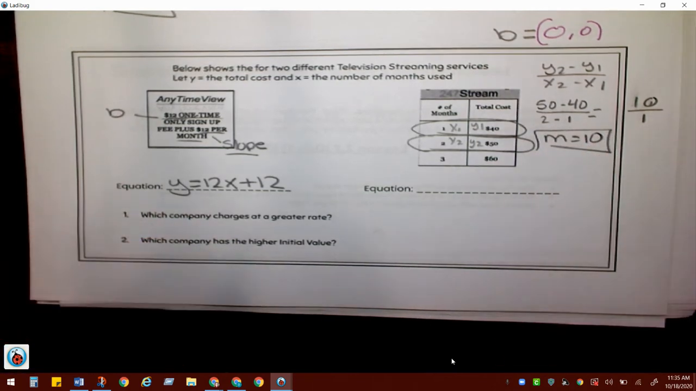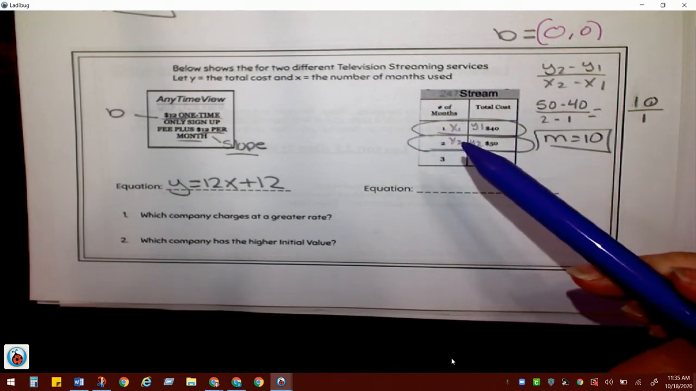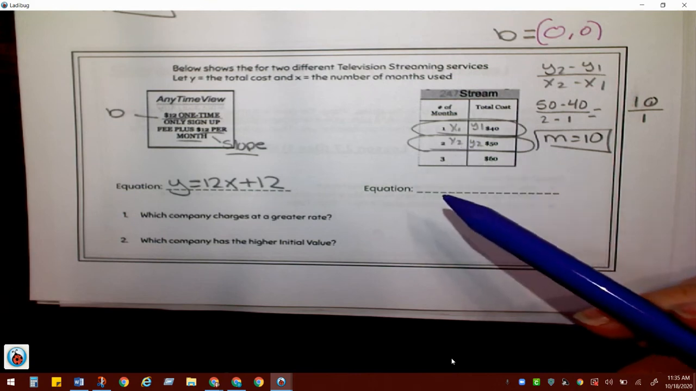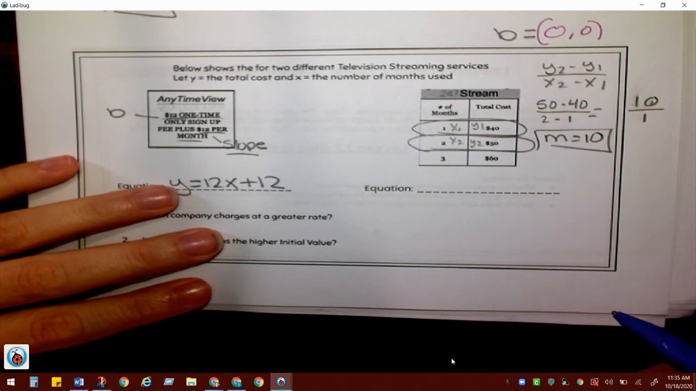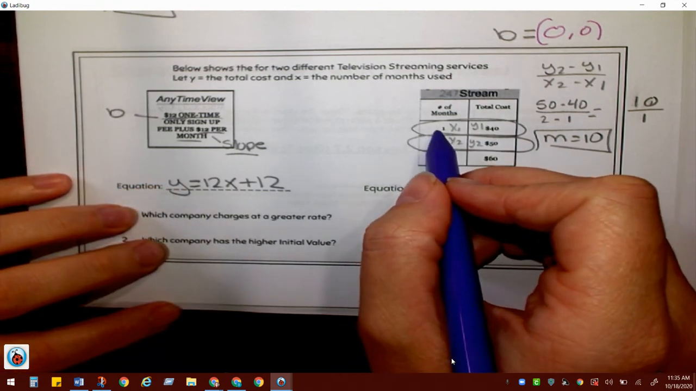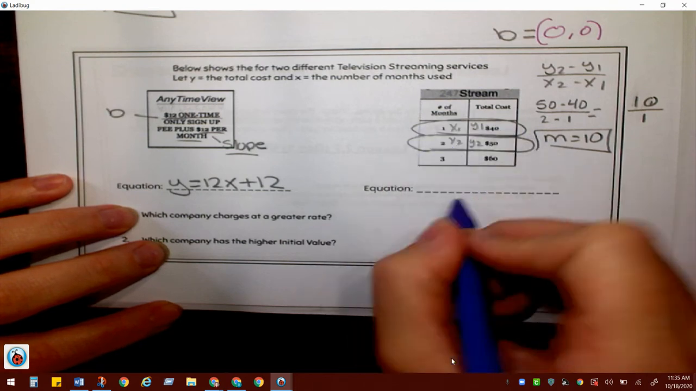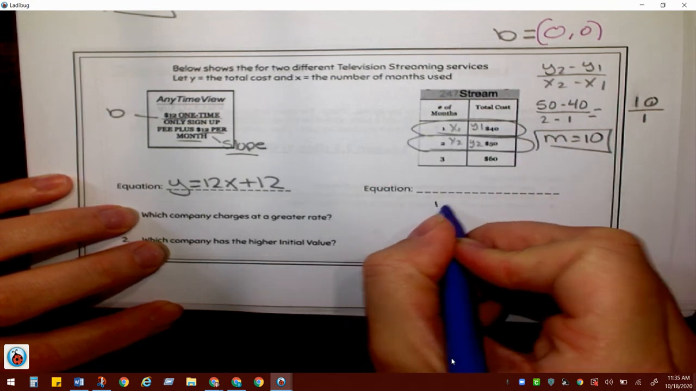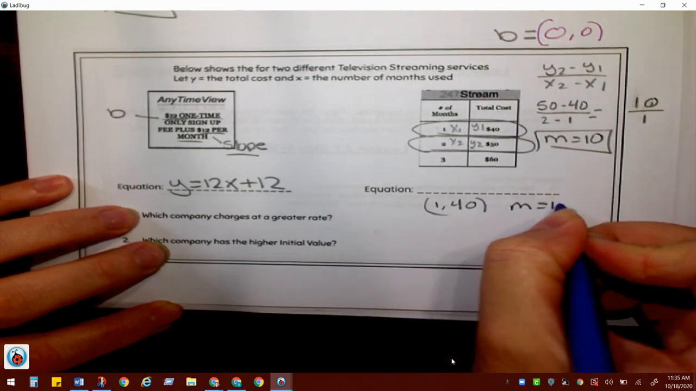Because we always reduce. The next thing I do need to find is my y-intercept. And the y-intercept is when your x is 0. Looking at my table, this one wasn't so friendly. It didn't tell us our y-intercept, so we have to find it. If we recall from a previous lesson, to find our y-intercept if it's not given, we can just use a point and our slope. So you can pick any point from your table. I'm going to choose the first point, which is (1, 40). And I already found my slope, which is 10.